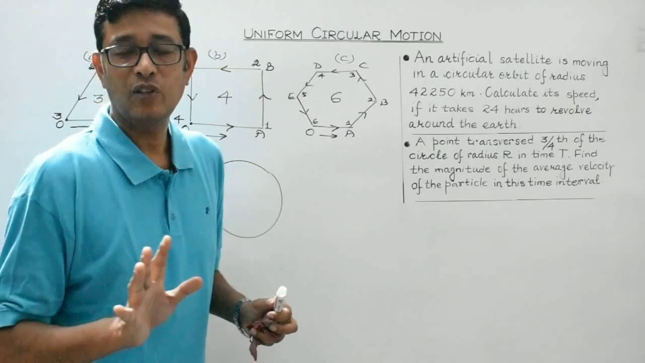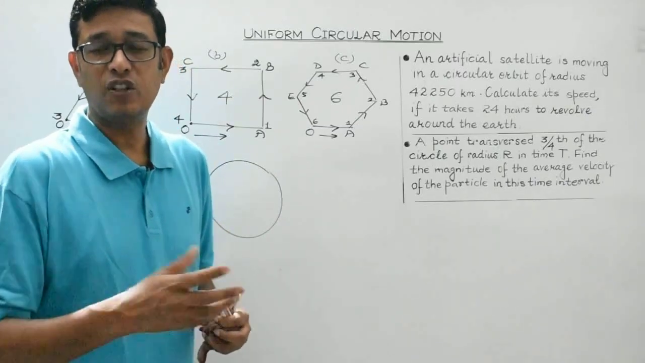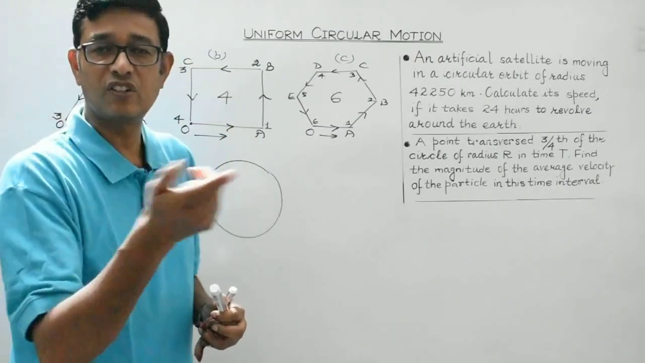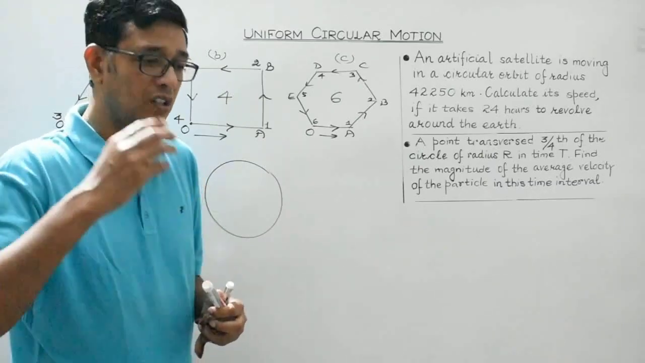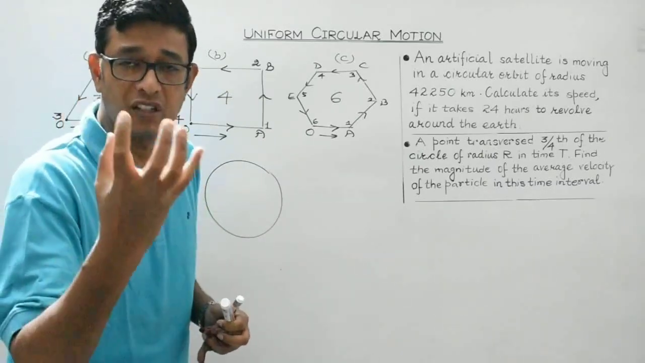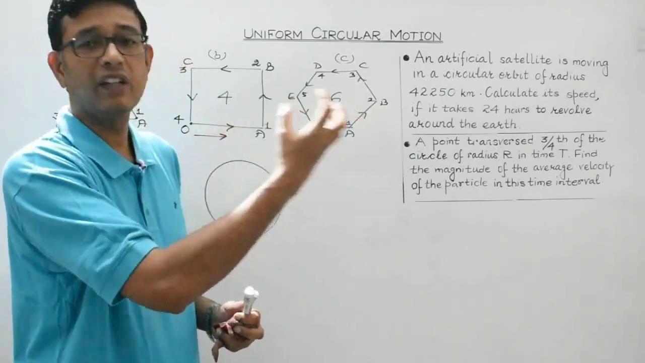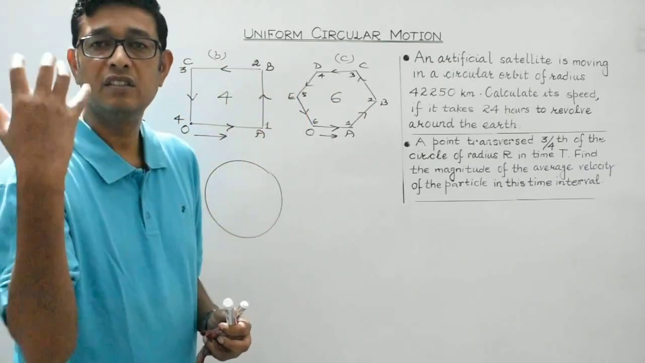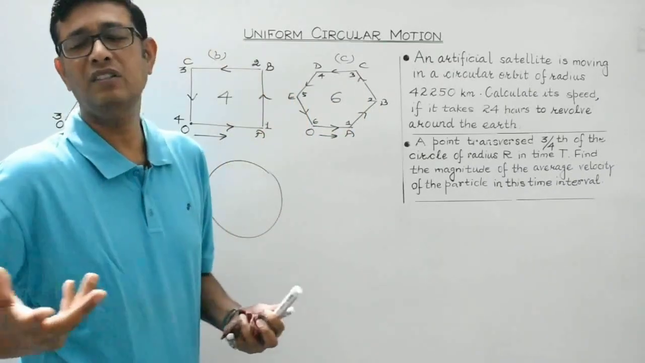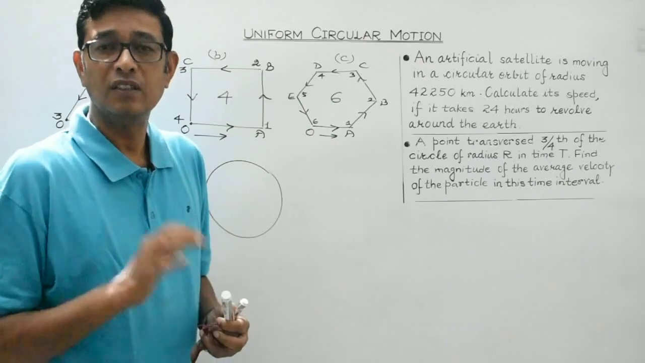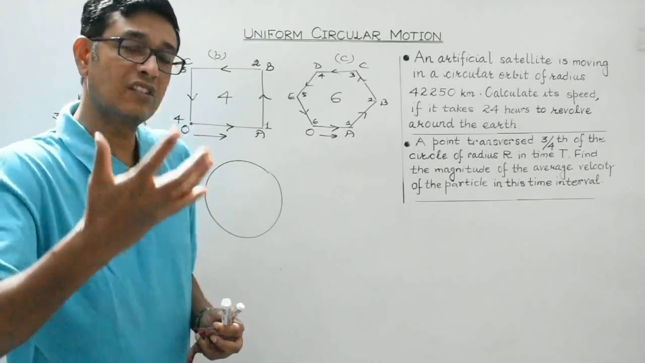Fine. And what are the examples? Just as I have told you, an athlete running along a circular track, or an artificial satellite revolving around the earth in a circular fixed orbit. All these are examples of circular motion, which are accelerated motion.